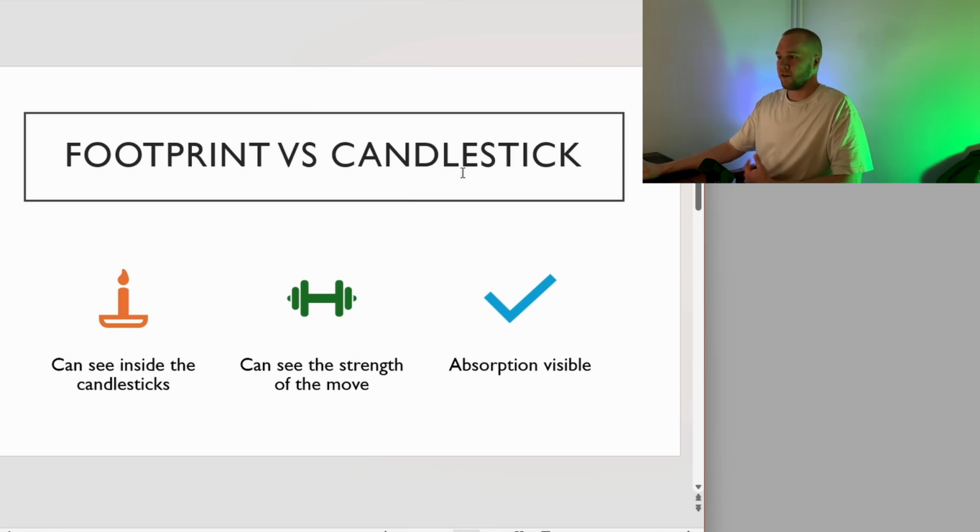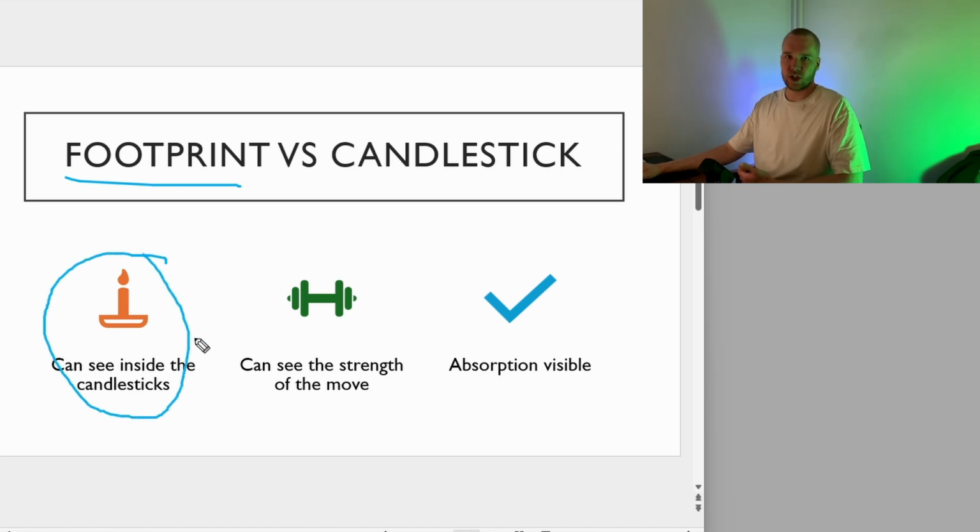So then we have footprint versus candlestick. Now, what are the positives of using a footprint chart over a candlestick chart? And this is not to bash the candlestick chart. We're going to talk about that really soon here. So the strength of the footprint chart, or the effect, really comes from the fact that it can look inside the candlesticks, as we just saw.